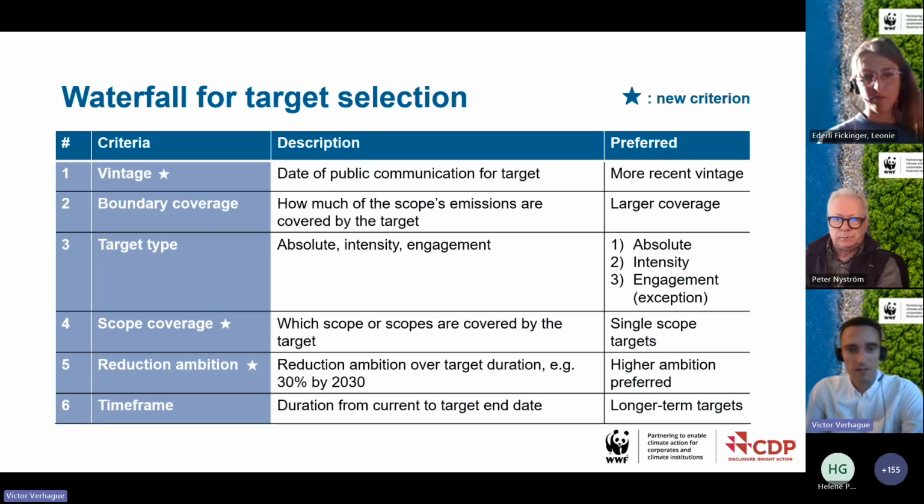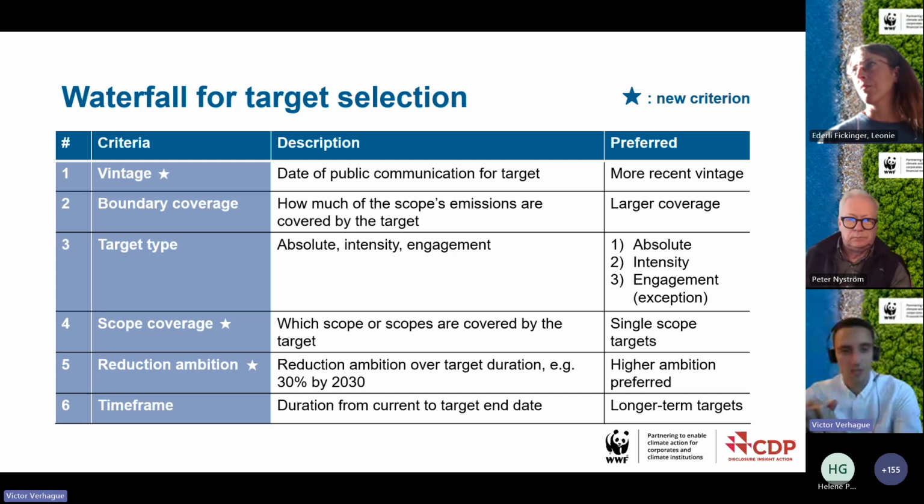So now at the top of the waterfall, we have a new criterion, which is target vintage. And here, what we want to make sure is that users rely on the most recent target data. What we mean by that is when those targets were last communicated and confirmed by the company to still be active. It's a pretty basic but important aspect, which is why it sits at the top of the waterfall.